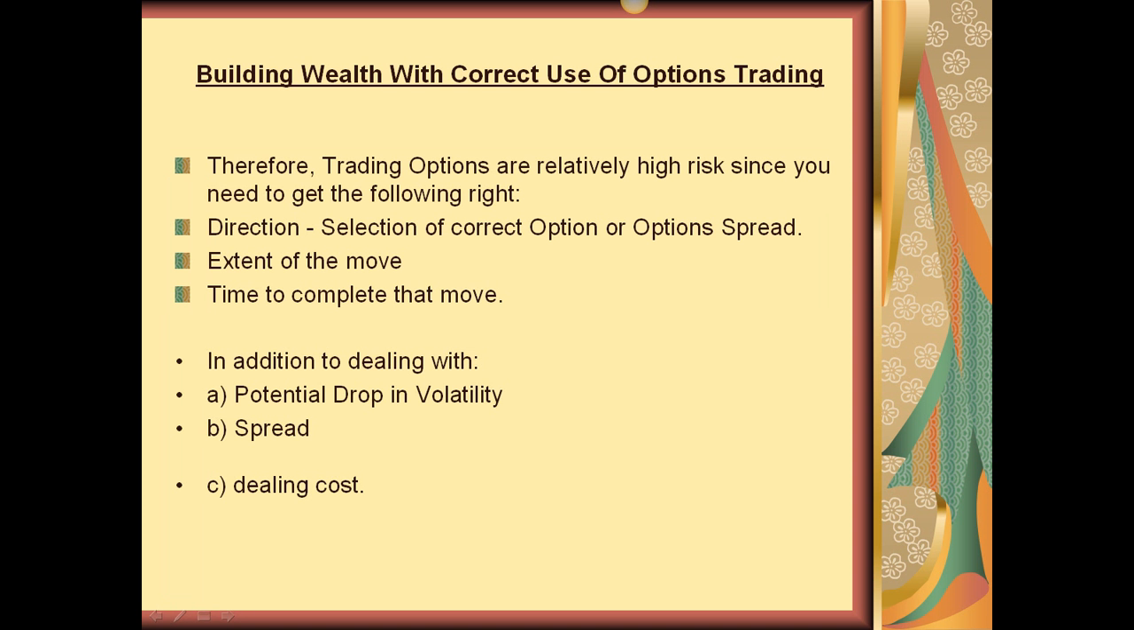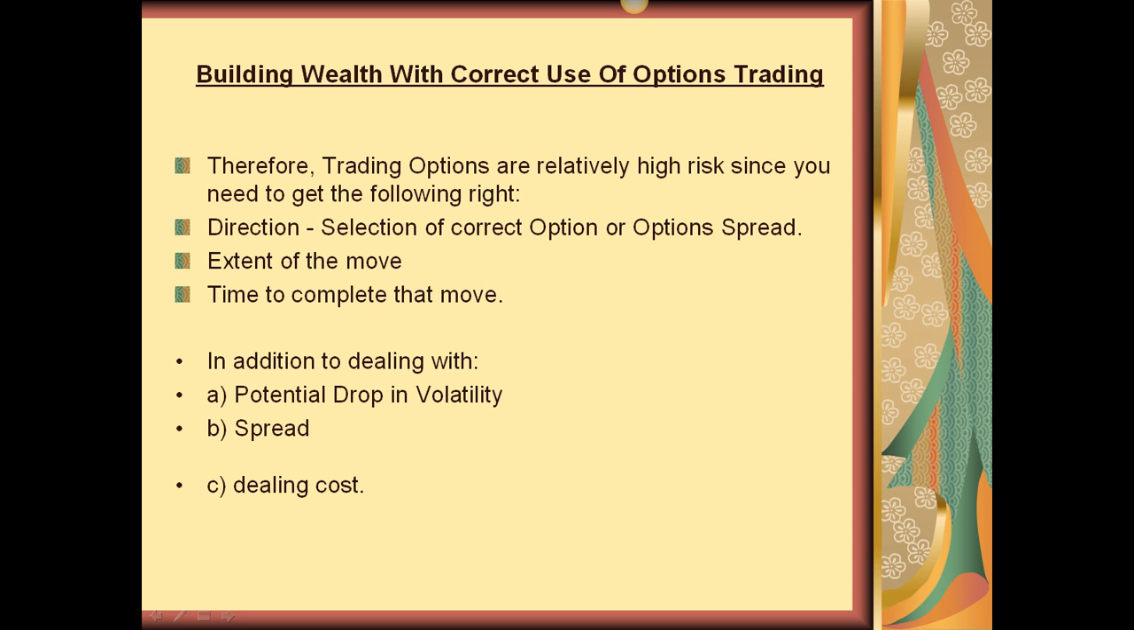Therefore, as you can see from these, trading options is relatively high risk, since you need to get several things right. One, you need to anticipate and guess the correct direction in order for you to decide whether you should be buying a call option or a put option or an option spread. How far is it going to move? This would help you to identify what strike price you should be looking at.